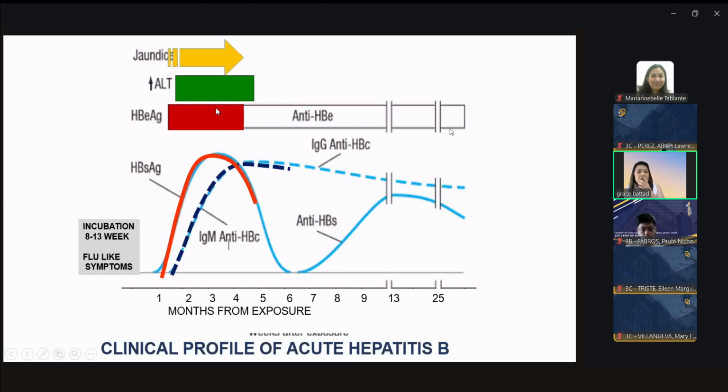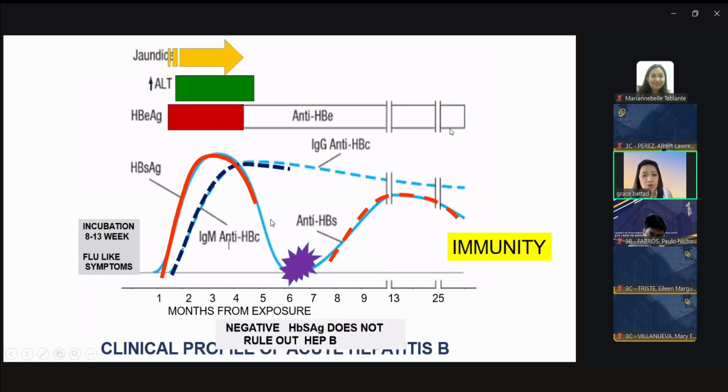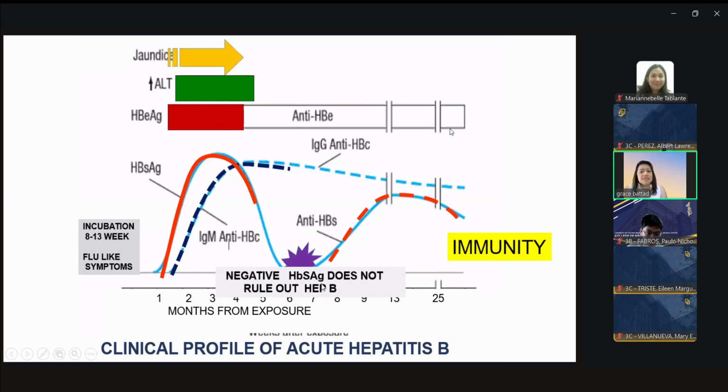Then later on, when there is already resolution, your patient will be developing the anti-surface, which means there is protection and immunity. But sometimes, if you see a patient in this area where there is no anti-HBs yet, sometimes there is no HBs also. Then a negative HBsAg does not rule out hepatitis B. You are in the window phase.